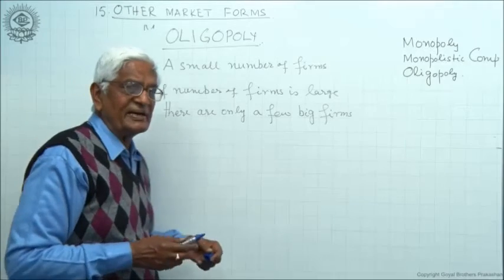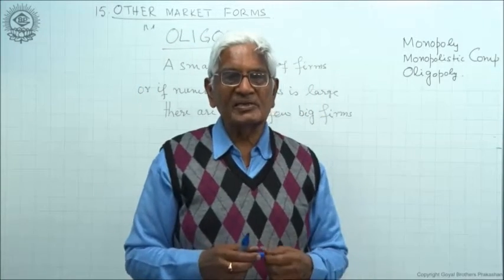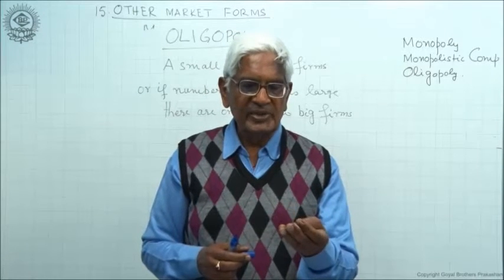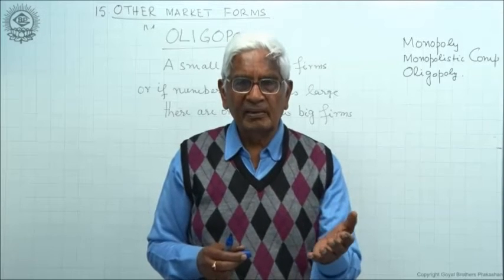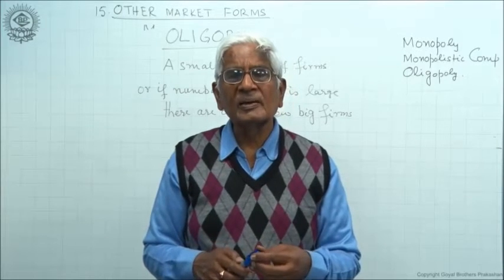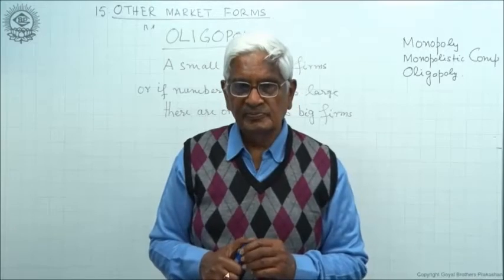Take for example the car industry. कार में कितने फैक्ट्रीज गिन सकते हो, नाम गिन सकते हो. मारुति है, टाटा है, और पता नहीं कितने नाम हैं. But you cannot go beyond 10, 12 companies producing cars in India. It is a case of oligopoly.